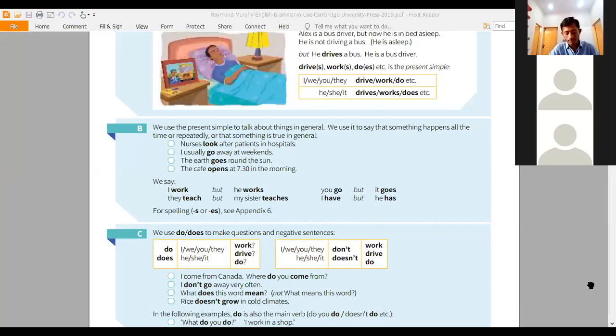So present continuous tends to talk about an action which continues at the time of speaking, but present simple we use for general actions. Okay, give me a second and I will show you.